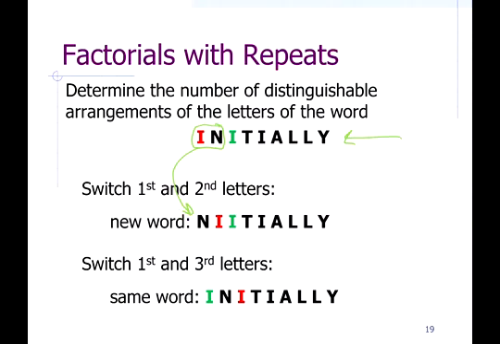But let me erase this. If we switched this letter and swapped them, so the green one came first and the red one came second, well, that's a repeat. It's still the same word. We've changed 2 letters, but we haven't come up with a new order. And this is because we have repeats.